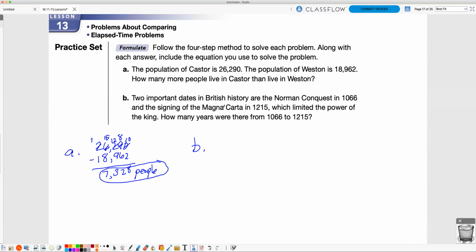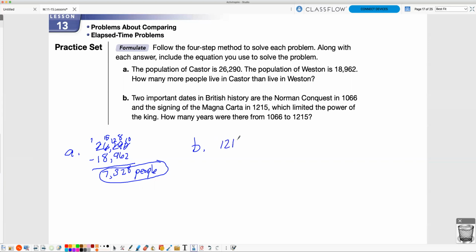And letter B. 2 important dates in British history are the Norman Conquest in 1066 and the signing of the Magna Carta in 1215, which limited the power of the king. How many years were there from 1066 to 1215? So this is an elapsed time problem. Go ahead and do that.